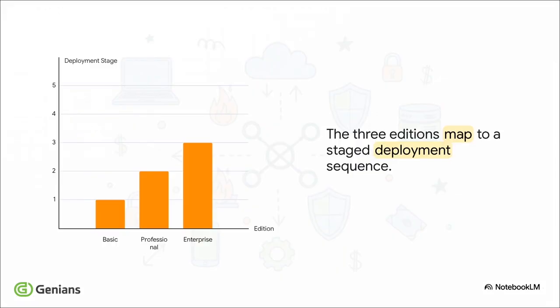So the editions are set up like a path. You start with the Basic Edition, which is all about getting visibility. See everything first. Then you move to Professional to start adding enforcement. And finally, you go to Enterprise for all the heavy-duty integrations. What's really key here is that moving up, say from Basic to Professional, is just a license key change. That's it. No new hardware, no reconfiguring everything.